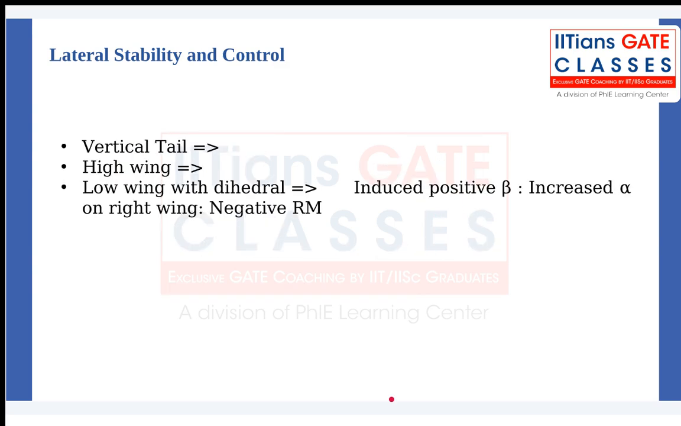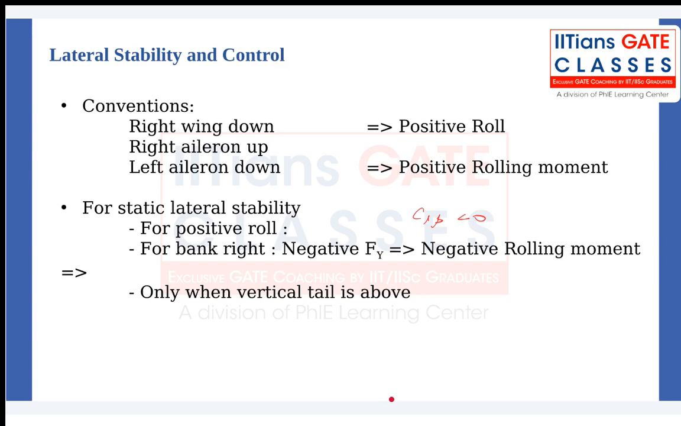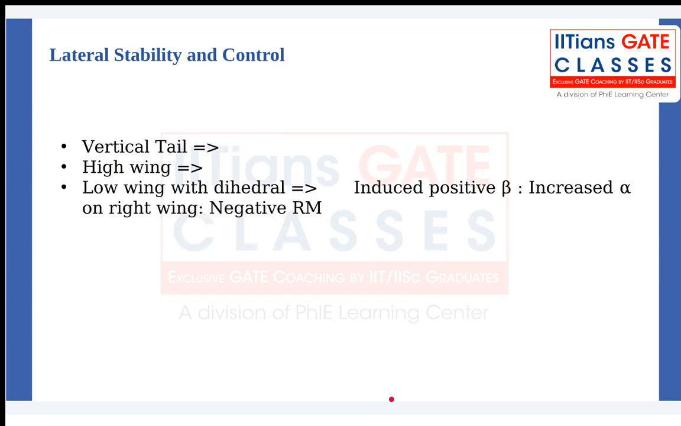What are the structures that contribute towards lateral stability? Vertical tail, high wing, or a low wing with a dihedral? There is nothing much on the slides because the alignment is all off. I'll try to make better slides. Let me know when you're done. Alright. So vertical tail, high wing, and low wing with dihedral is what contributes towards lateral stability.